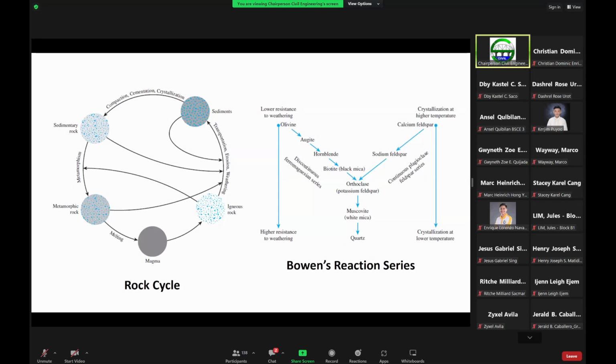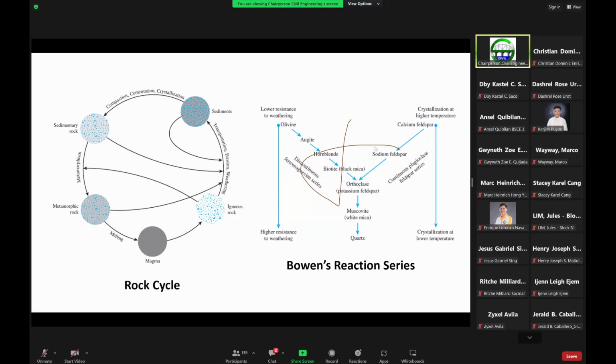Now, there's also what we call the continuous plagioclase feldspar series. It starts from a calcium feldspar, crystallizing at a higher temperature. Then as you go down to crystallization at a lower temperature, the calcium feldspar will become a sodium feldspar mineral. So you notice that with the continuous plagioclase feldspar series, they have a different chemical composition, but they have the same crystalline structure.